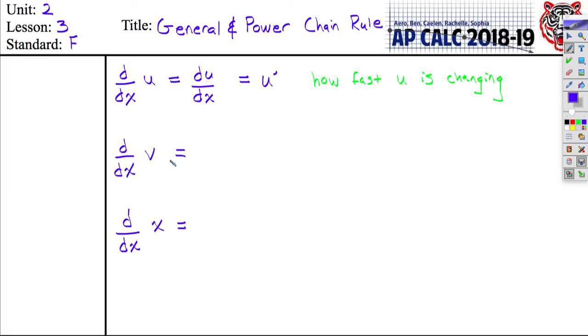d dx, the derivative with respect to x of v is also dv over dx. And how do you say that aside from the symbolic notation? The derivative of v with respect to x, perfect. And Arrow, that's also known as v prime, perfect. And that's how fast v is changing. We'll just say it for the sake of simplicity.